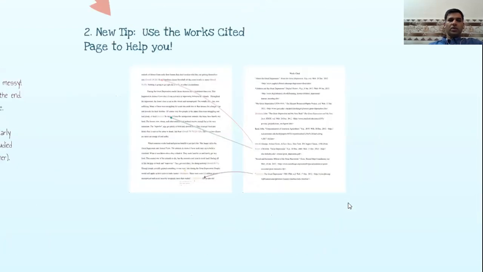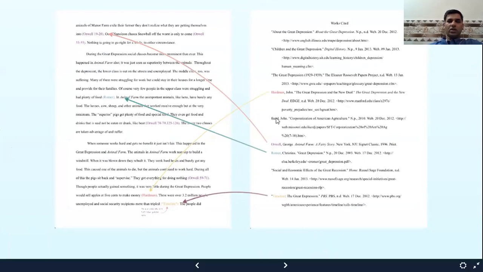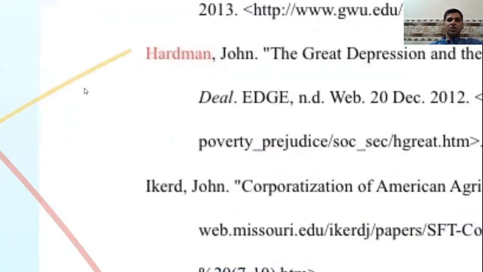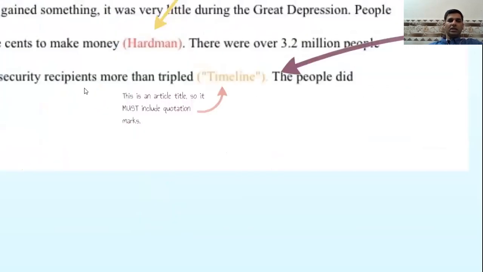New tip: use the works cited page to help you. So, the works cited page, and I'm going to zoom in and zoom out between the two pages, and you can see there are different arrows: one arrow, two, number 2, 3, 4, because these works cited entries are going to correspond with the in-text citation that you have given in MLA format. So for instance, Hardman, John, the Great Depression, you are going to do exactly the same within the in-text citation.